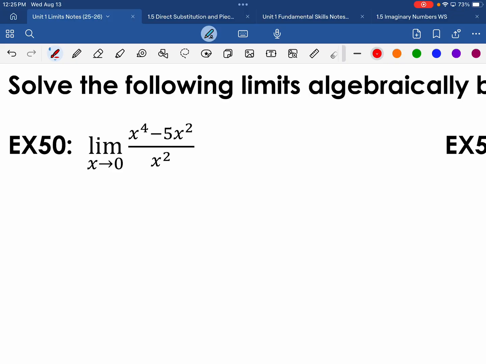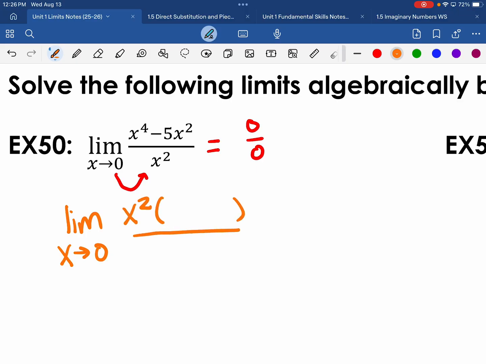On example 50, it says the limit as x approaches 0 of x to the 4th minus 5x squared over x squared. And if you were to directly substitute in 0, you would get 0 over 0, which is the indeterminate form and does not tell you anything. So you have to keep going, and we have to do one of these other methods. Well, because this is a polynomial, I'm going to factor. What is the GCF that you can take out of the top? X squared. And when you take out an x squared, what are you left with? X squared minus 5. Yes, x squared minus 5.